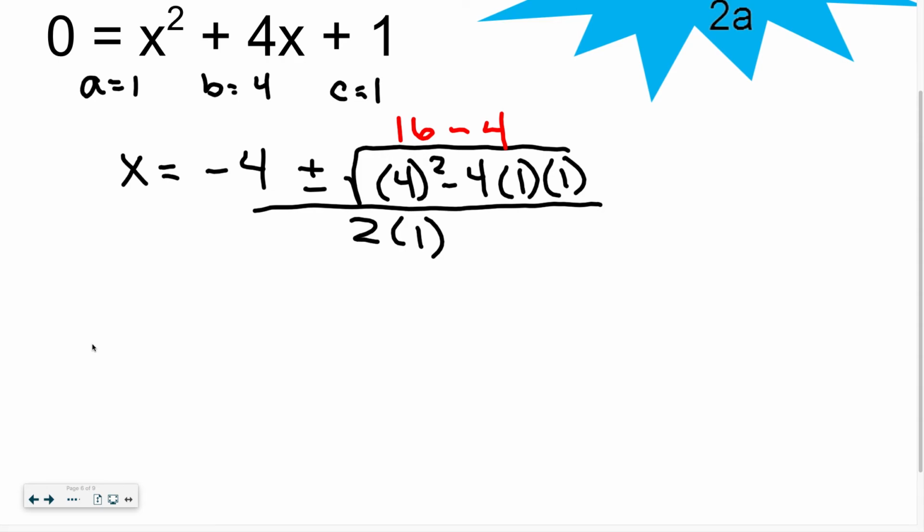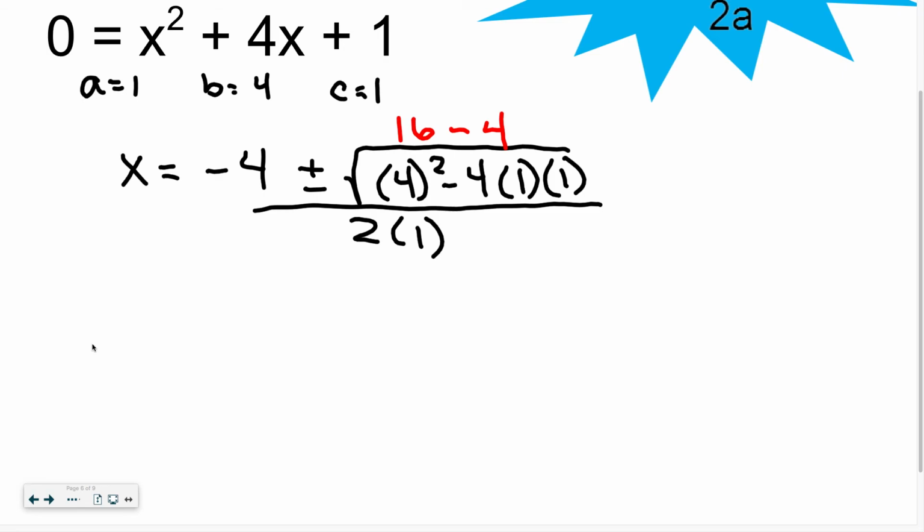Okay, so I'm going to go through what I would do to solve and what your final answer should look like for me. So I plugged in the opposite of b, which would be negative 4. Then I have the plus or minus the square root of b squared minus 4ac. So I put in the 4 squared minus 4 times 1 times 1, all over 2 times a, which would be 2 times 1.